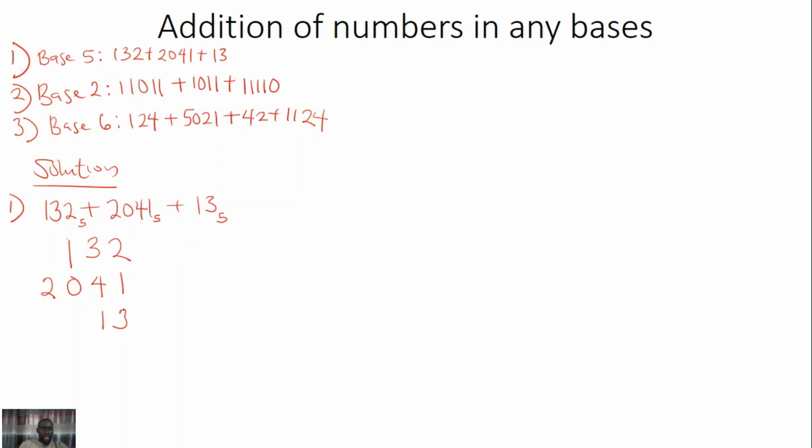Take note that I started arranging them from the right towards the left so that the number on the extreme right will be properly aligned first before the number on the extreme left. Now we are to add these together. Let's see how it goes. Don't forget that they are all in base 5.